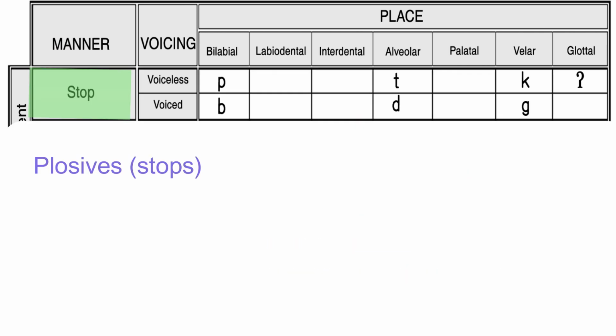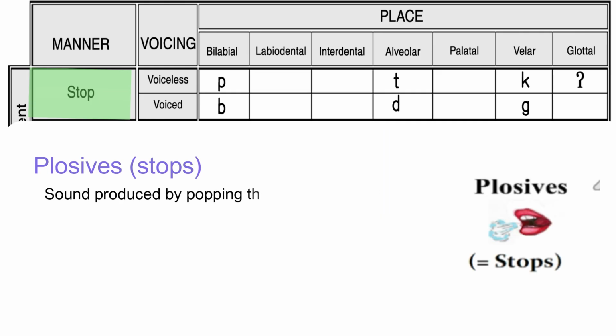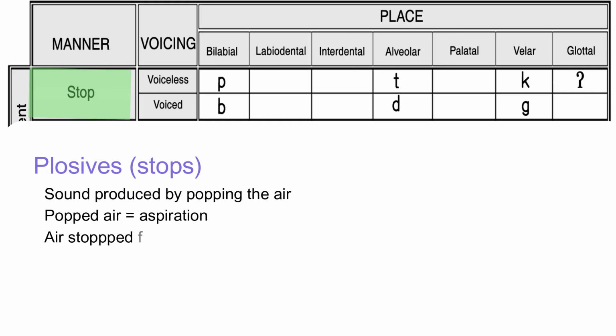Plosives, stops. Plosives, or stops, are sounds that are made by popping the air, like popping a balloon. When popping, we exhale breath, and this process is called aspiration. To make the pop, we first need to stop the airstream entirely. This explains why plosives are also called stops. And then we release the air all at once.